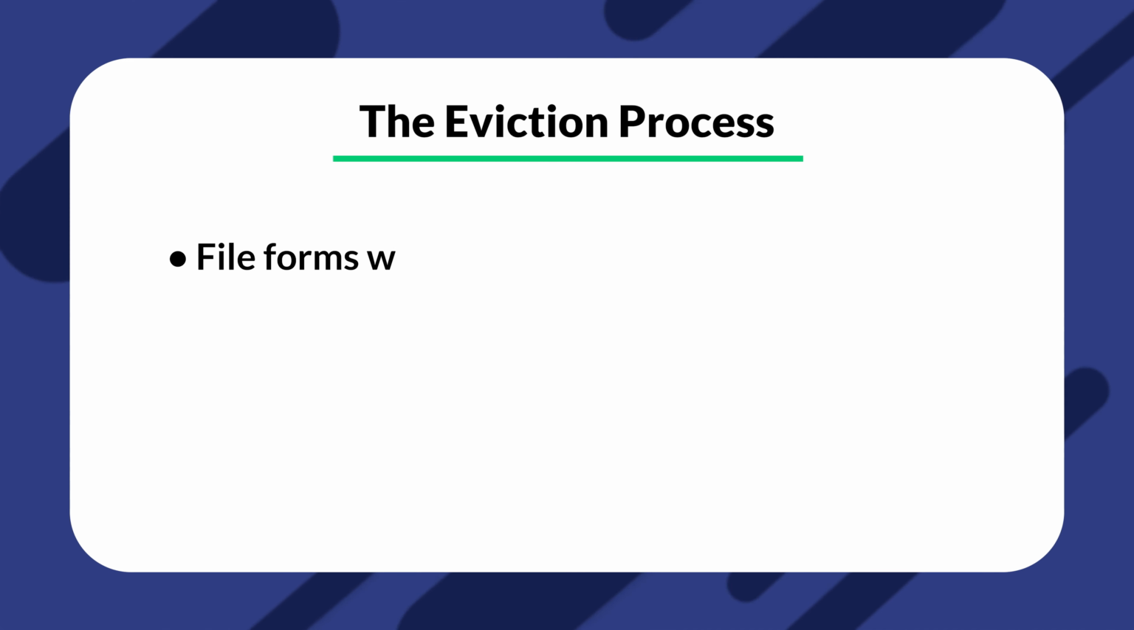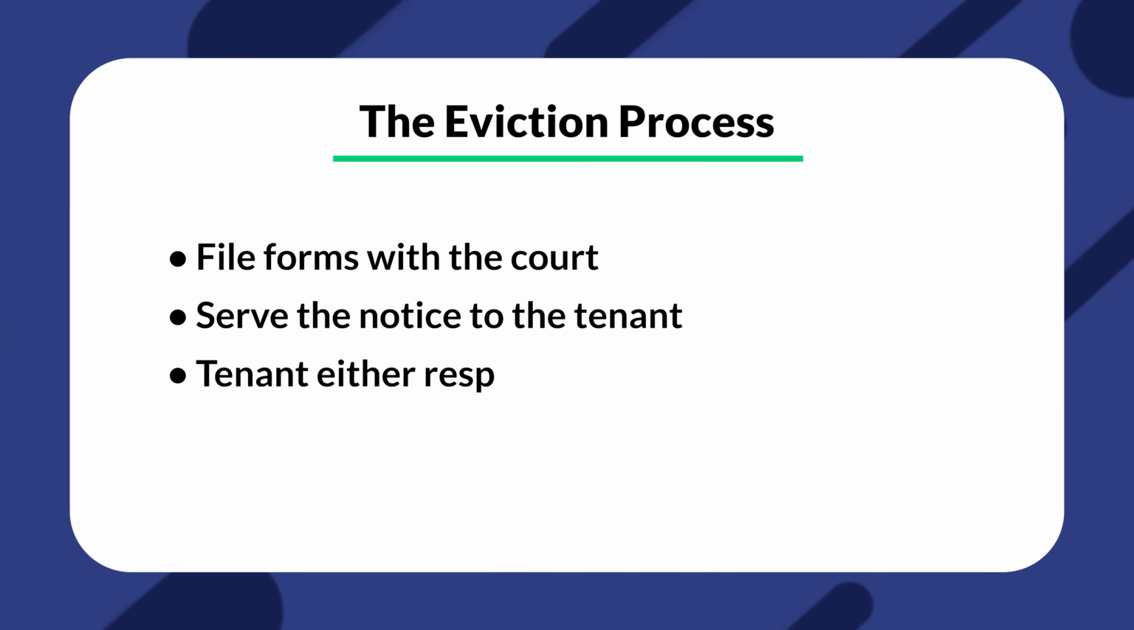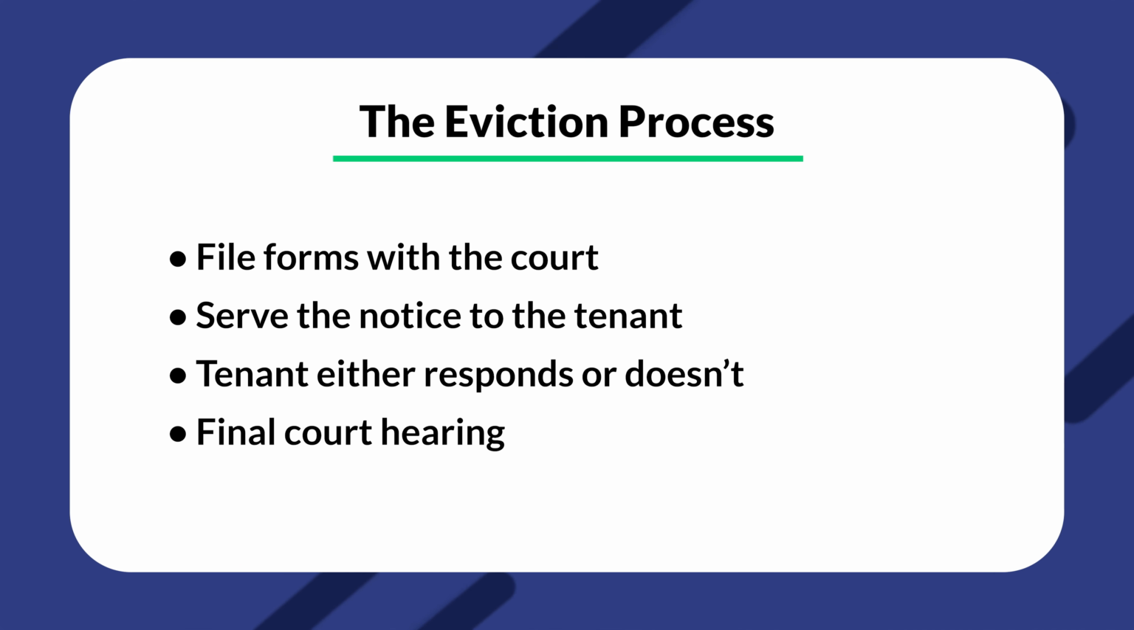In California law, landlords must follow a series of steps to evict a tenant legally. The eviction process involves filing forms with the court, serving the notice to the tenant, waiting for the tenant to respond or not, and then the final court hearing. Now, there are exact requirements to end a tenancy, with different procedures required for different situations.